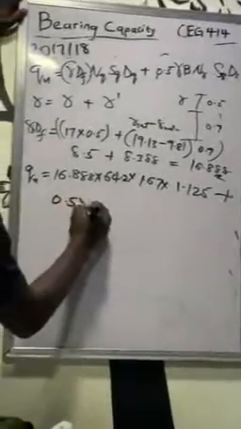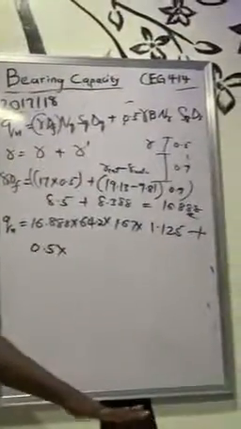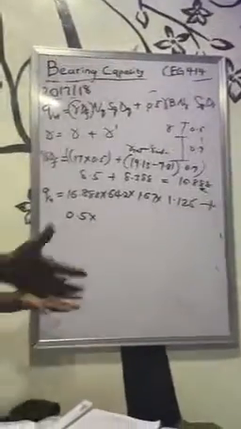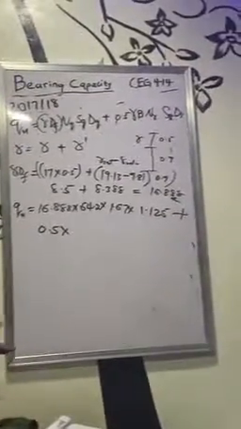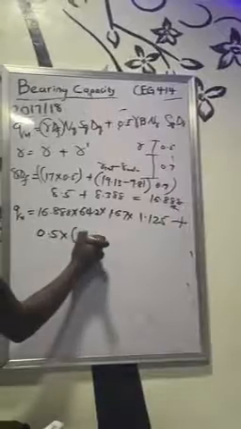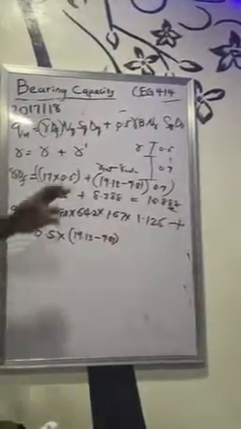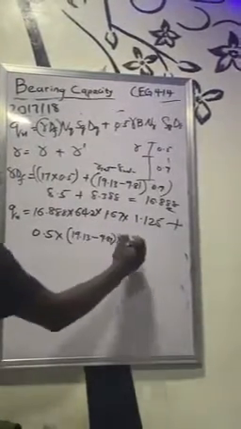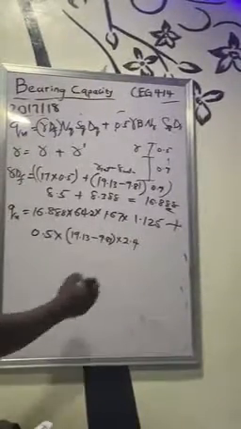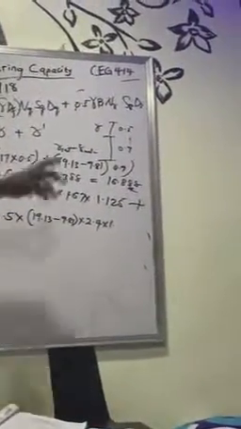Then, flying over to the next line, I have 0.5 multiplied by my gamma. Now I explained to you that this part gives every other thing beneath the foundation. So the gamma I'll be having here will be moist because that place is saturated, and I'm looking for the weight of sand. So the weight of sand here will be gamma saturated minus gamma of water, that will be 19.1 minus 9.8. Then my breadth, which is my B prime, is 2.4, and my N gamma.